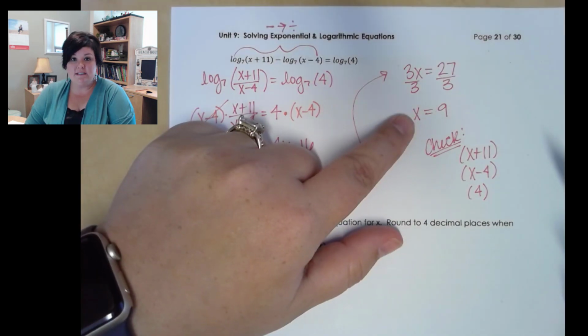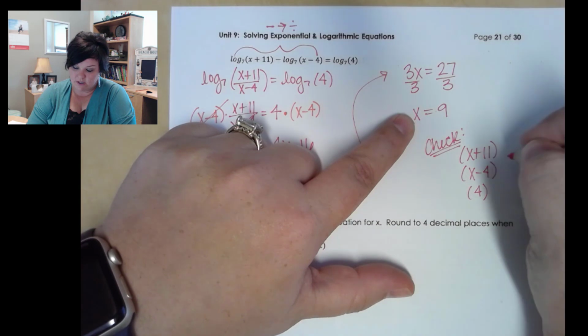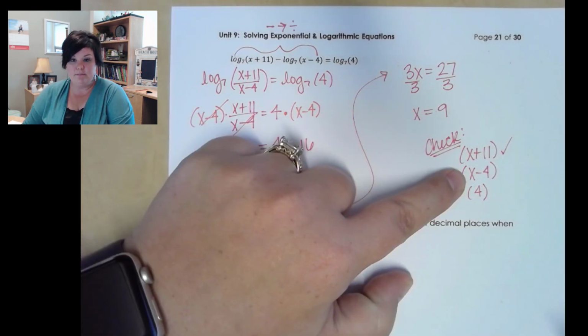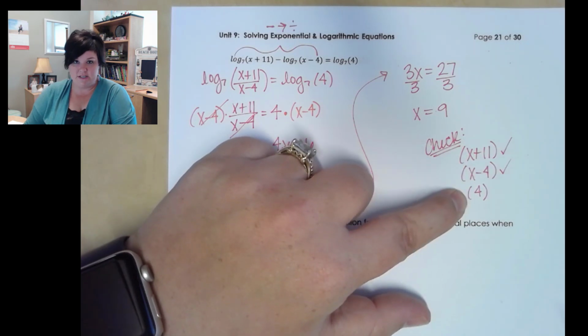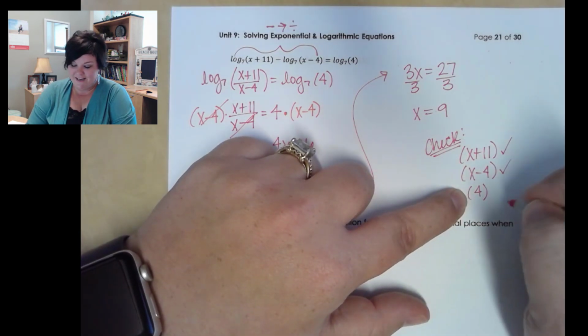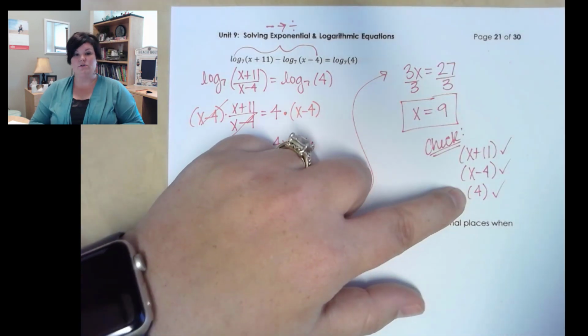So we're going to start with x equals 9. 9 plus 11 is 20, which is positive. 9 minus 4 is 5, which is positive. And then our 4, which is not changing because there's no x in there, is also positive. So x equals 9 is our solution.